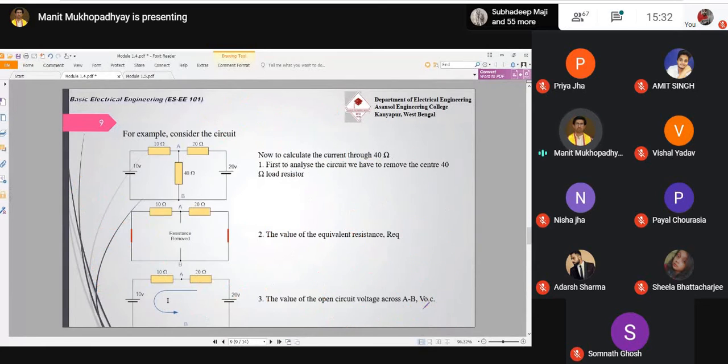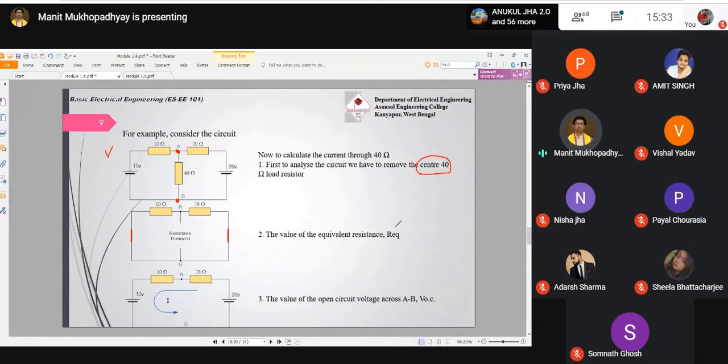Just take another example. This one. This is one example. Here is a 10 volt source, 10 ohm, 20 ohm, just the previous example. We will solve the same example every time and check whether the answer is coming correct or not. So what is our load? Check here, this is your A, this is your B. The first step is to remove the center 40 ohm load resistor. Follow the steps very carefully.